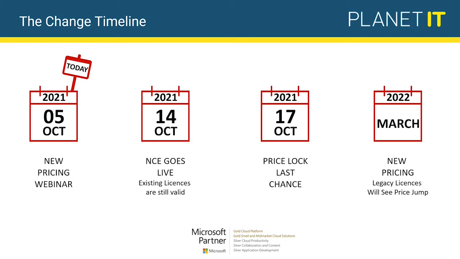At this point, if you haven't moved to NCE, you will have up to 1 year from the original date of purchase before all your subscriptions are moved over to NCE. However, this may happen sooner as Microsoft have not confirmed a final cutoff date for this. The key takeaway from this slide is that as a business, if you want to avoid a price jump in March 2022, you will have to make a decision to move over to CSP by the 17th of October.